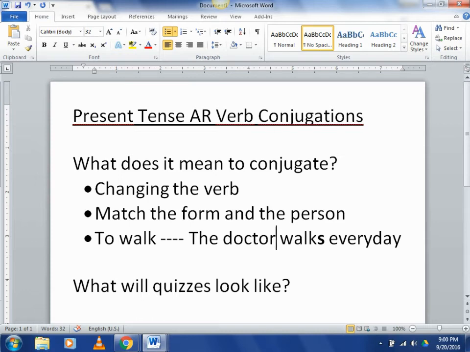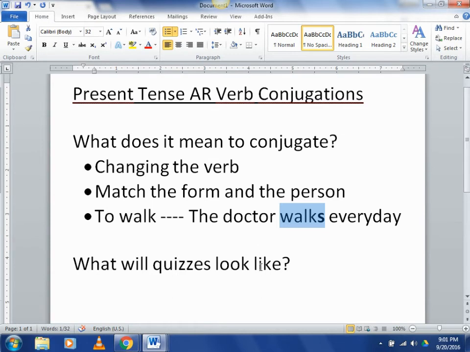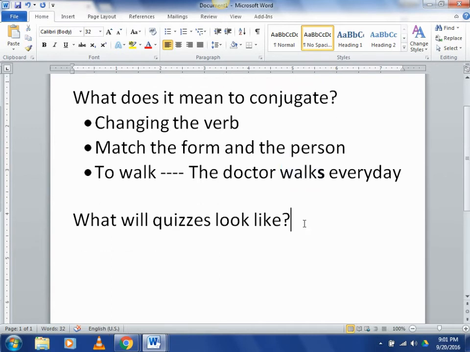Spanish does the same thing, except unlike in English, where there are two forms in the present tense, walk or walks, Spanish has 5 forms. And that's going to complicate things a little bit for someone learning the language. Obviously, it's harder to learn 5 forms than 2, and it's easier to mix them up. So students are going to have to know how to make these changes for potential quizzes.